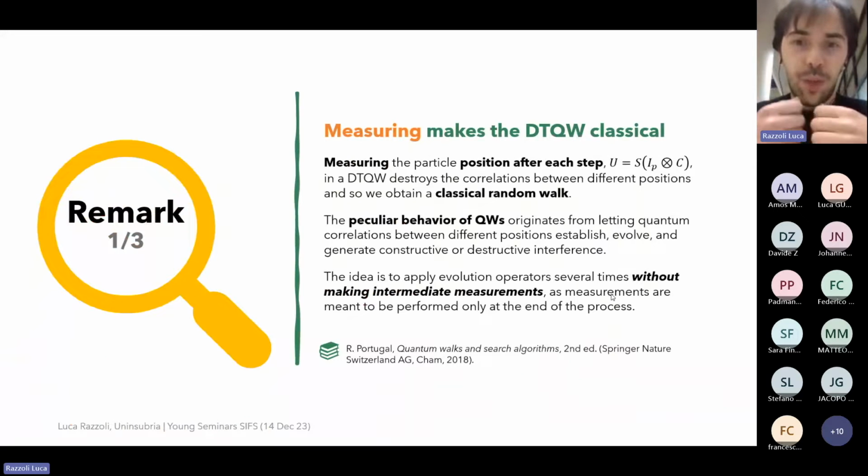If we measure the particle position after each time step, then we obtain a classical random walk, because at each time step, we destroy the correlations between different positions. So in order to observe the peculiar features of a quantum walk, we need to perform the measurement only at the end of the process, or at least not after every single time step.